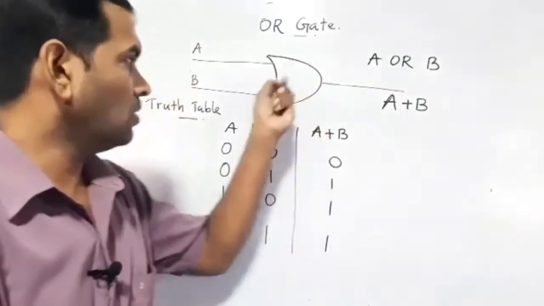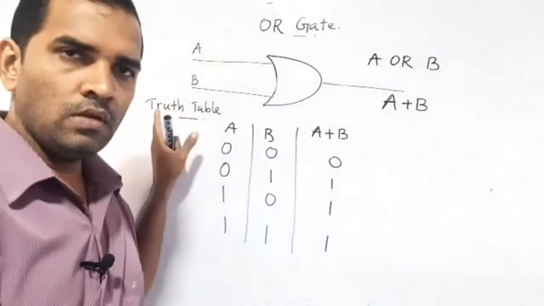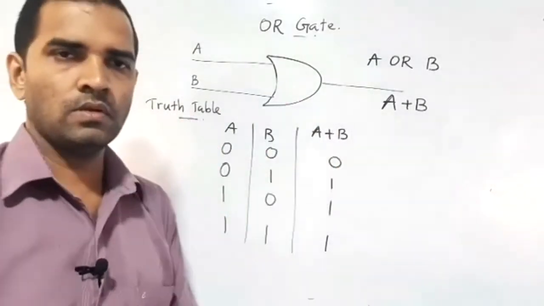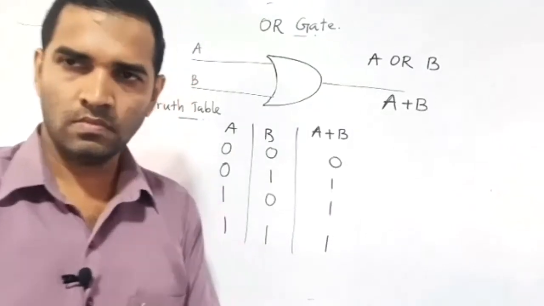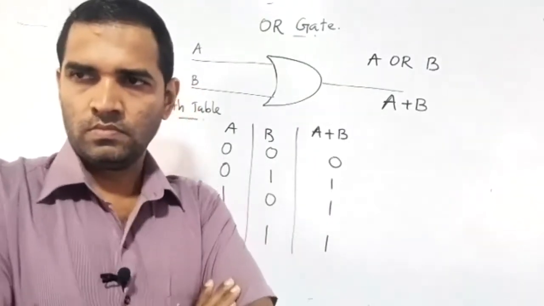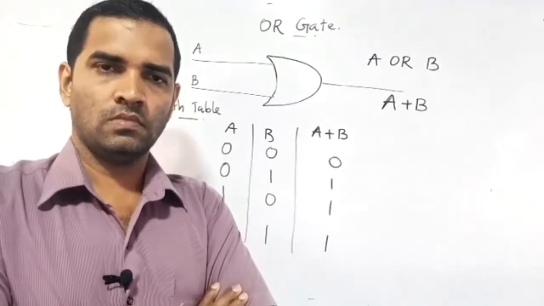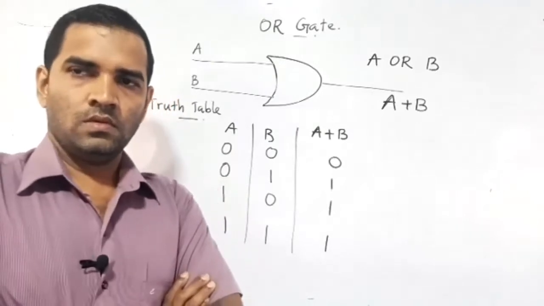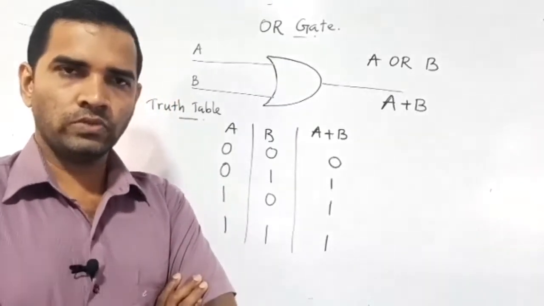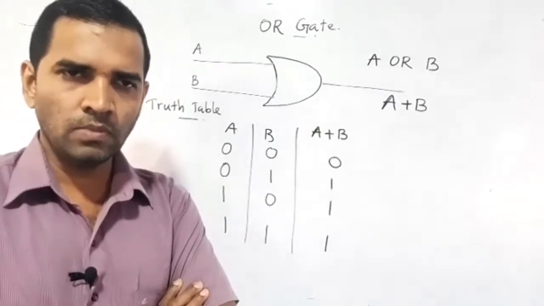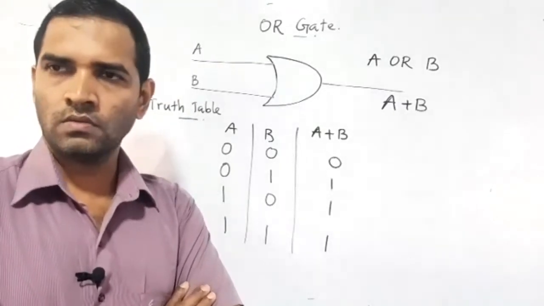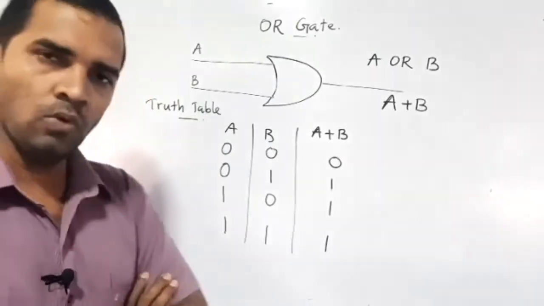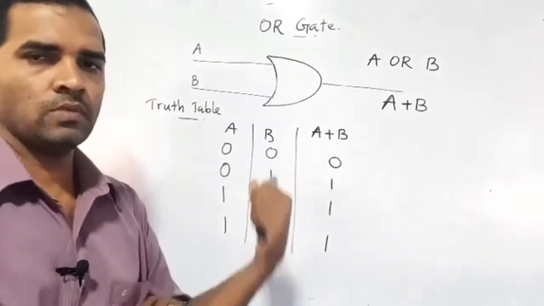Okay, after drawing the symbol, put the subtitle as truth table and draw the table. Truth table, or you can even write truth table for OR gate. Anything is okay. Draw the truth table.